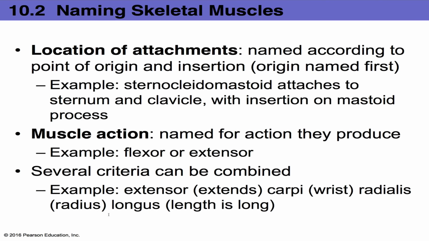So when you look at this, the criteria being used is, first of all, extensor, we're talking about action. Then when you see the terms carpi and radialis, we're talking about location. And then longus, we're talking about size. So three criteria are used to name this muscle: extensor, carpi, radialis, longus.